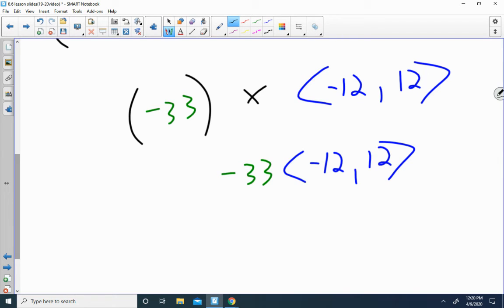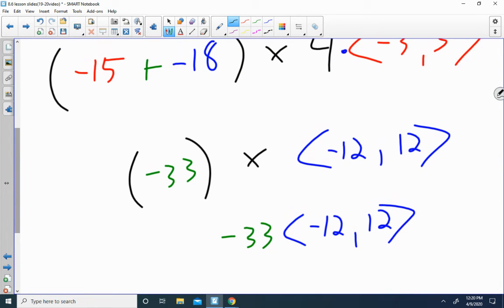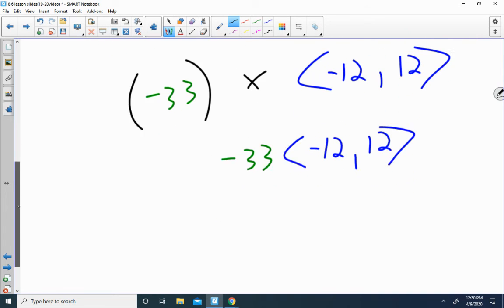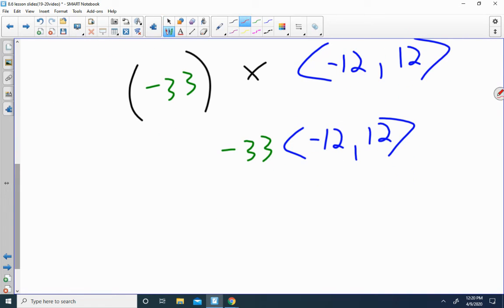But back to what I was saying, we got negative 33 from the dot product, and we just did 4 times the vector negative 3, 3 to get negative 12, 12. So now we just have negative 33 times the vector negative 12, 12. And again, this time it's just a scalar number times the vector, which means you just have to distribute. So this is one of those cases where our answer actually turned out to be a vector. So negative 33 times negative 12.